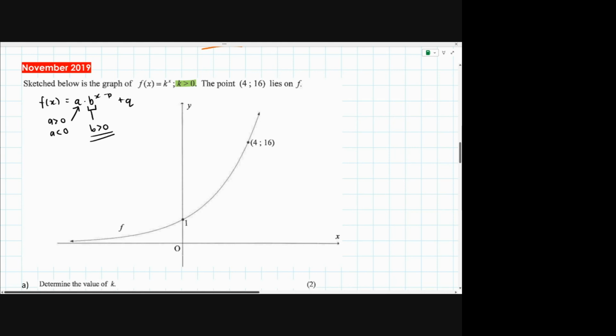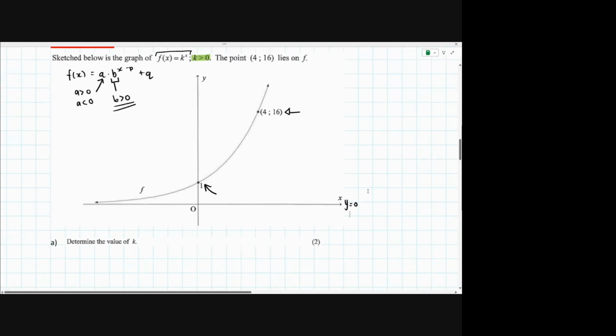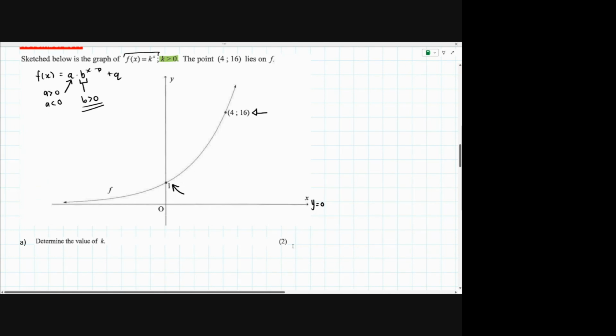It says the point (4; 16) lies on this graph, so that's over there. And we've actually also been told where the x-intercept of this graph is. Now, importantly, grade 12s, if we look at the equation, there is no plus q. So the asymptote for this graph is actually the x-axis at y equals 0. There is no shift up or down for this graph, so my asymptote is the x-axis. Right, but the first question says determine the value of k. So who can tell me what they think we need to do here to find what the value of k is?